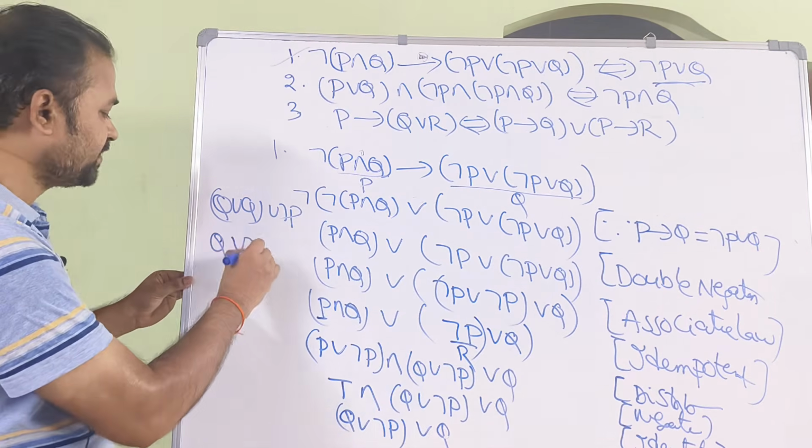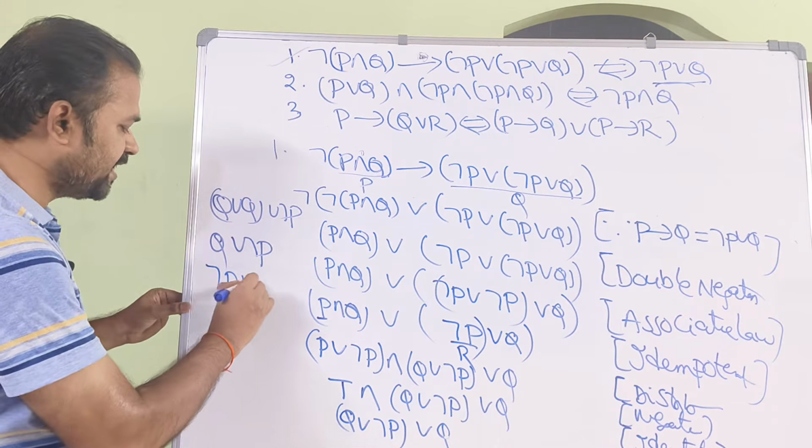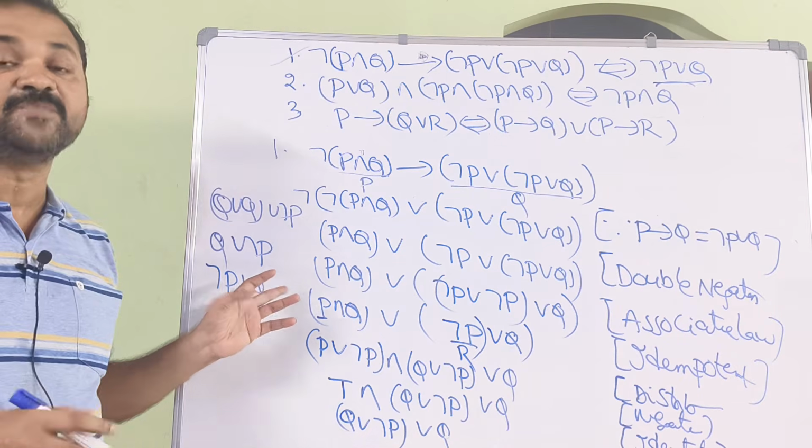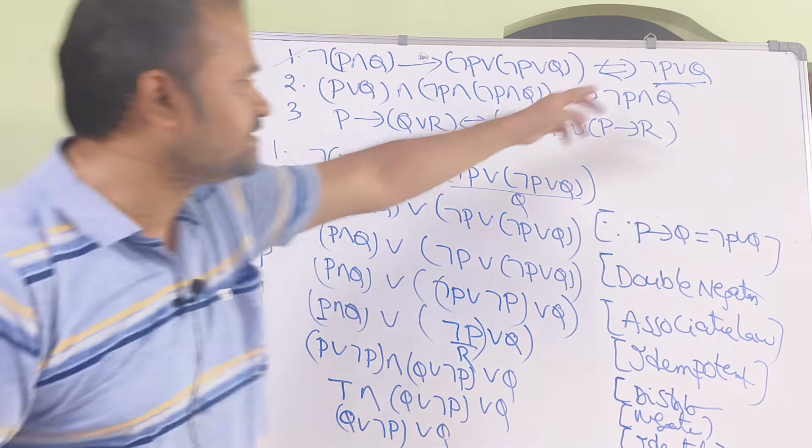So Q or negation P. So Q or negation P is nothing but negation P or Q. This is nothing but commutative law. What is commutative law? A or B equal to B or A. So this is nothing but the result.